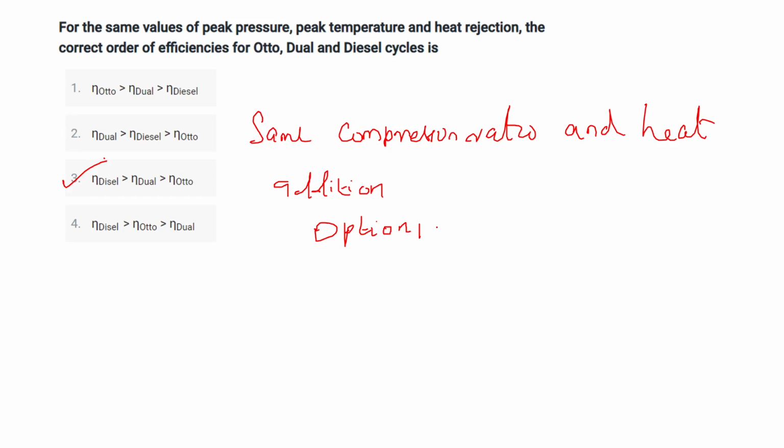So if it is the same compression ratio and heat addition, then option 1 will be the correct answer. So here in this question, answer option 3 is the correct one, which means for the same values of peak pressure and temperature, the diesel cycle is more efficient and the Otto cycle is least efficient. Okay. But if you consider the same compression ratio and heat addition, then the answer will be option 1.